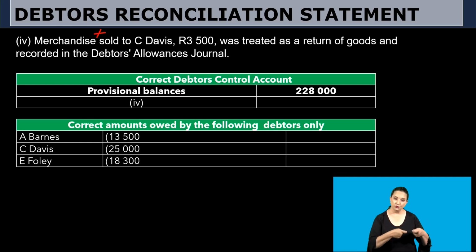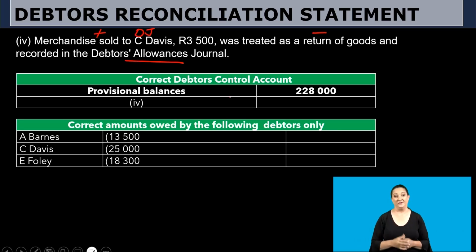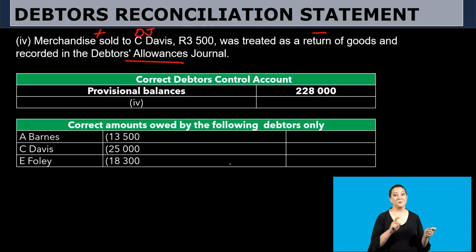Okay? Merchandise sold to C. Davis, 3.5, was treated as a return minus and recorded in the DAJ. Remember, when merchandise sold, it is supposed to be recorded in the DJ, but this one was recorded in the DAJ. That was incorrect. So, once an error is made from recording in the journal, that means the control is incorrect as well as the list is also incorrect. This is merchandise sold, which is supposed to be a plus, but we recorded it as a return and you find it in the DAJ.